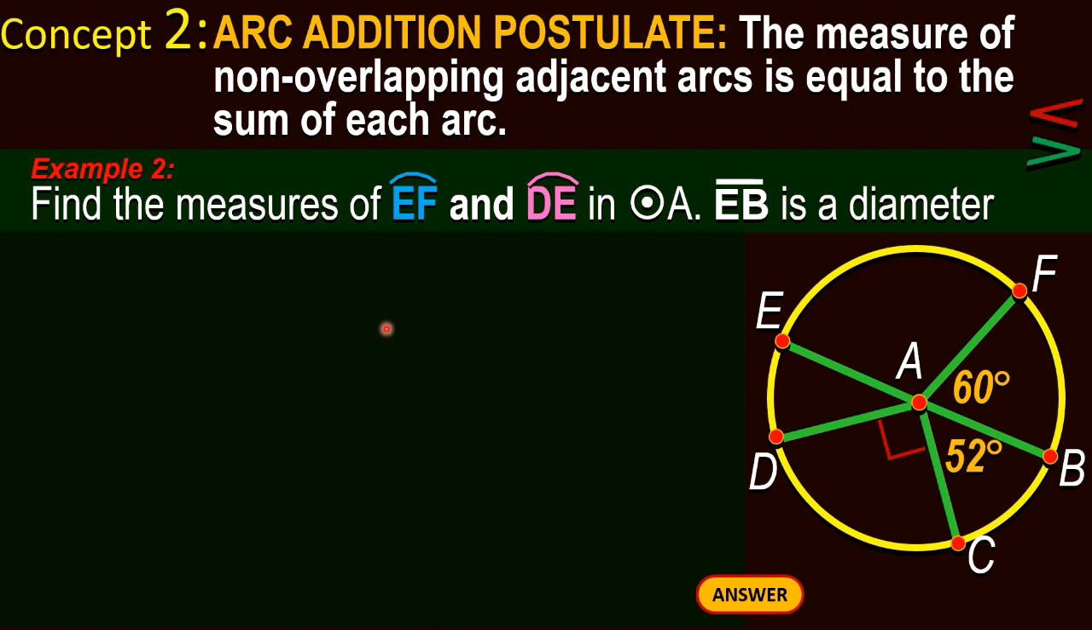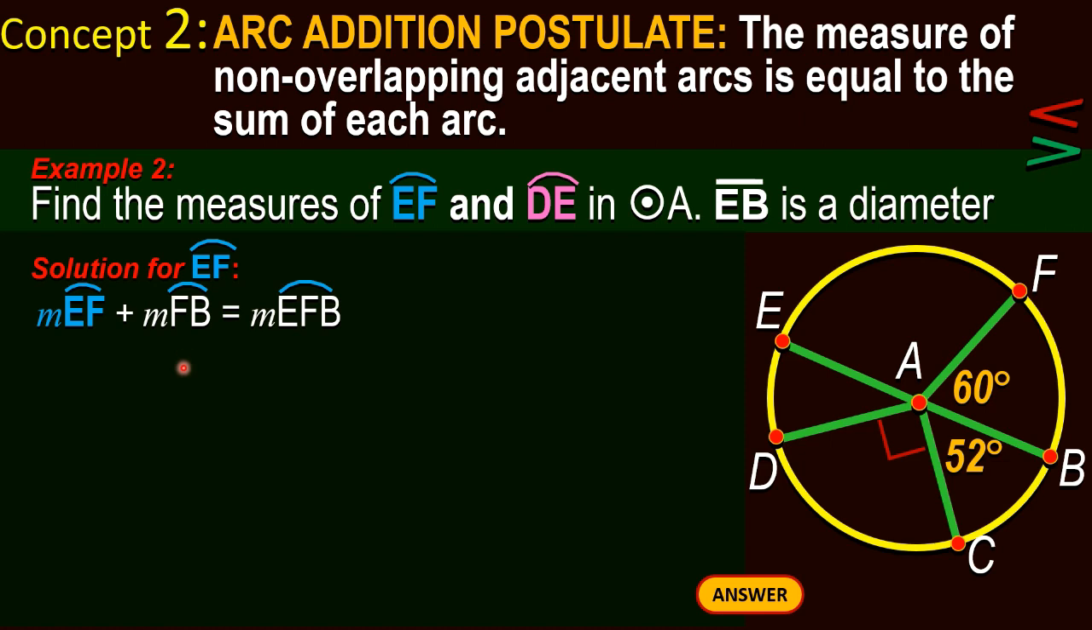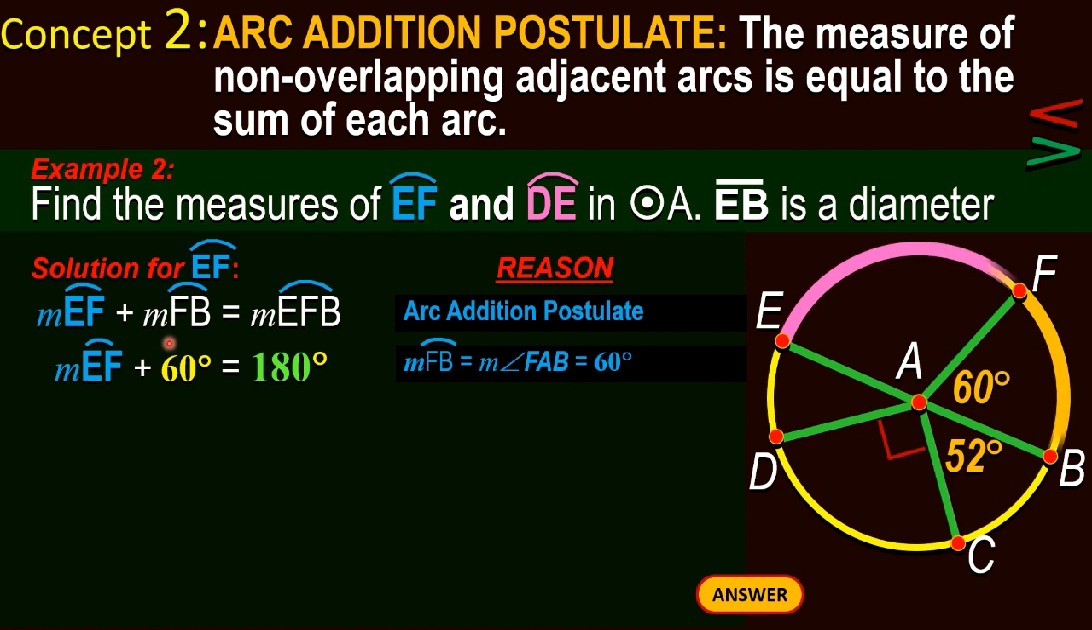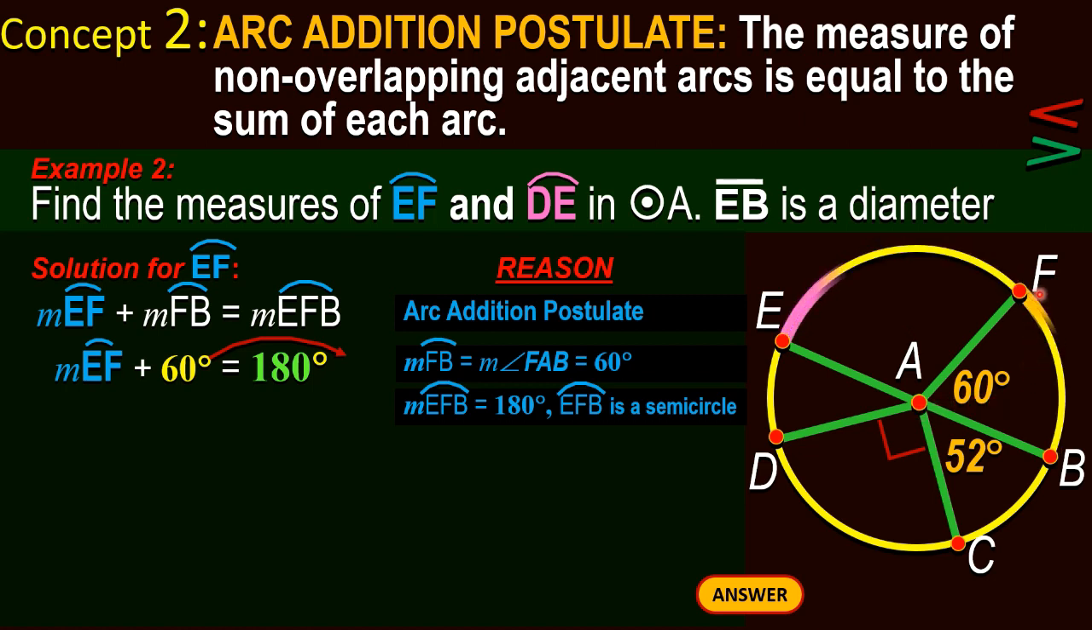So, paano ba natin sila solve? Unahin muna natin ang arc EF. So, tandaan natin na ang arc EF plus arc FB ay equal sa arc EFB. So, that is arc addition postulate. Ang arc FB ay equal sa 60 degrees. So, ito yung arc FB. So, since it is a central angle and the angle is equal to 60 degrees, therefore, the intercepted arc will be also 60 degrees.